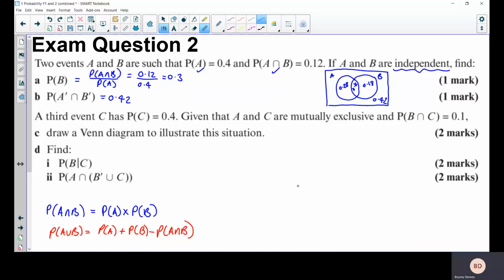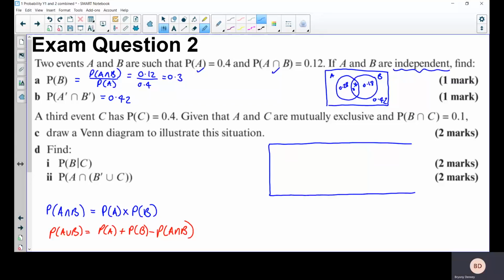A third event, C, has the probability of C equals 0.4. Given that A and C are mutually exclusive and the probability of the intersect of B and C is 0.1, draw a Venn diagram to illustrate this situation. So I'm going to draw a slightly larger Venn diagram this time.